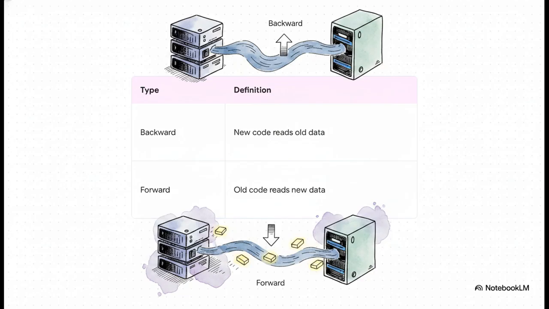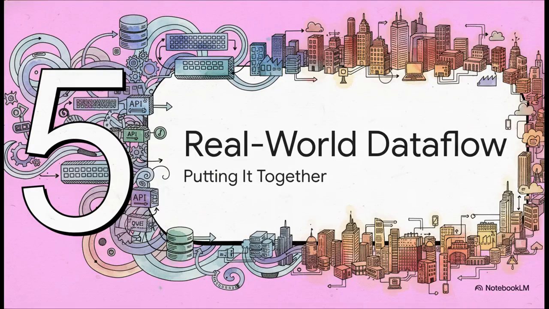Second, and honestly often much trickier, is forward compatibility. This means your older code, which is still running on some servers during a rolling deployment, must be able to read data written by the newer code. How do we pull that off? Well, the old code simply needs to gracefully ignore any new unrecognized fields rather than just crashing. Without strict adherence to both of these compatibility rules, your data pipelines will literally break down the second you try to deploy.